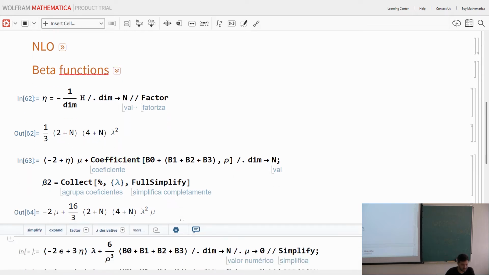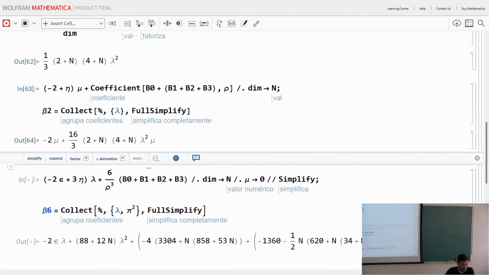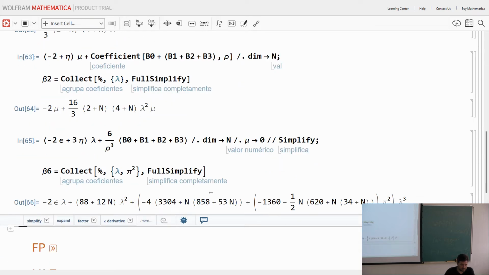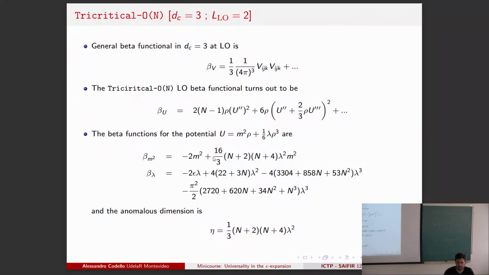And so this is the final result for the beta function. And then we do the same, okay? And then this is the full beta function for the O(N) case, and this is the result that I write here. So in this way, we have straightforwardly computed the renormalization group flow for the tricritical O(N) model. And this is a non-trivial dependence on n, which is the meaty part.